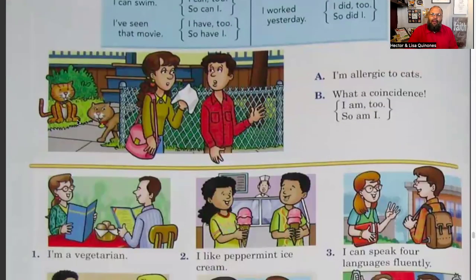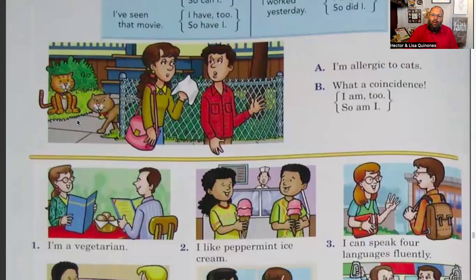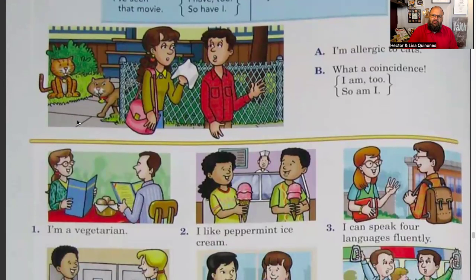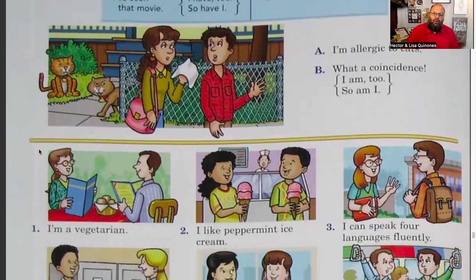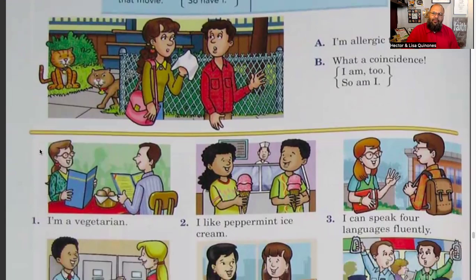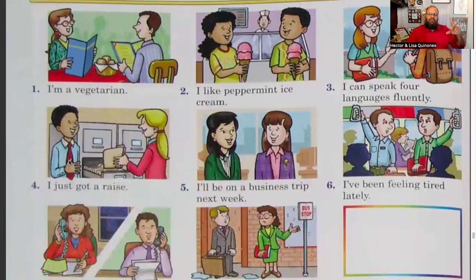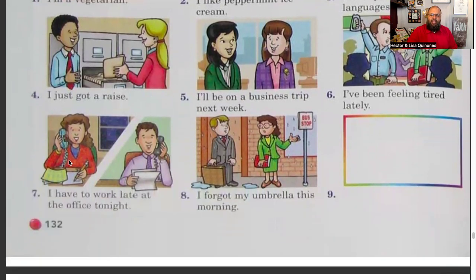So let's try this. I'm allergic to cats. What a coincidence. I am too. But you could say, so am I. So what would number 1 be like? I'm a vegetarian. What a coincidence. I am too. Or, so am I. So please take some pictures. Click, click. And you can continue and complete this section. Remember, for number 9, please create your own example.